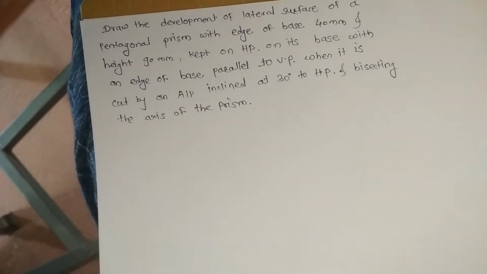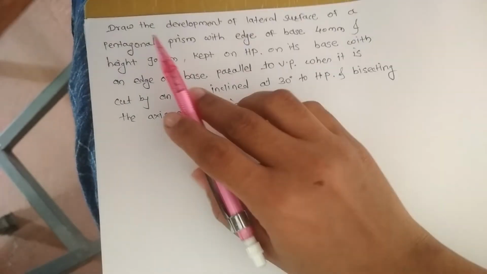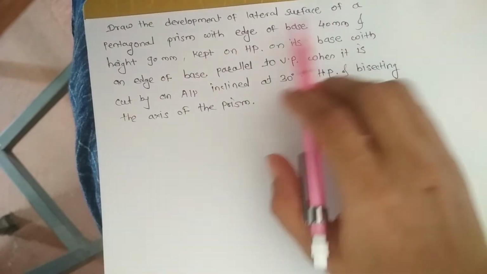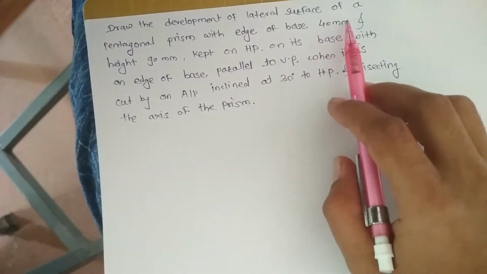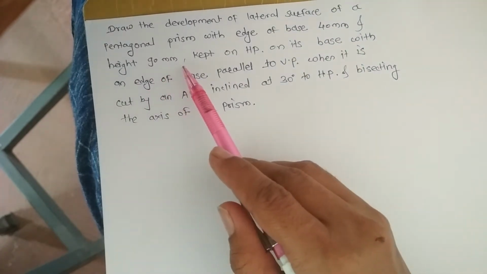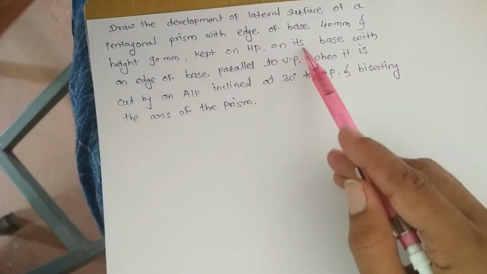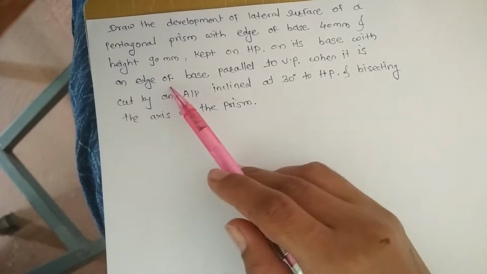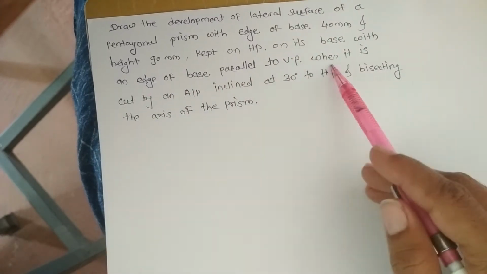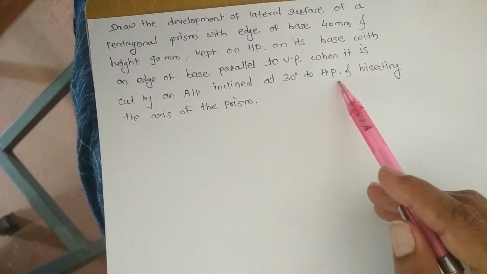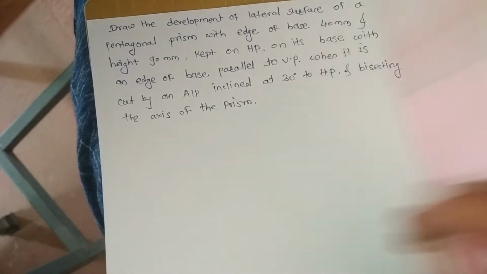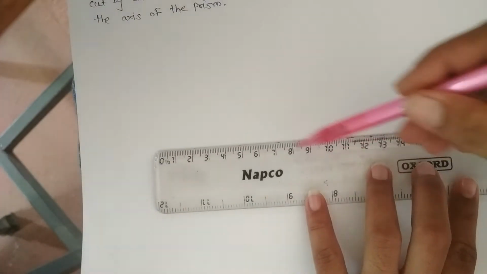So take one example. Draw the development of lateral surface of a pentagonal prism with edge of base 40 mm and height 90 mm, kept on HP on its base with an edge of base parallel to VP, when it is cut by an axis inclined 30 degree to HP and bisecting the axis of the prism. So first draw XY axis.